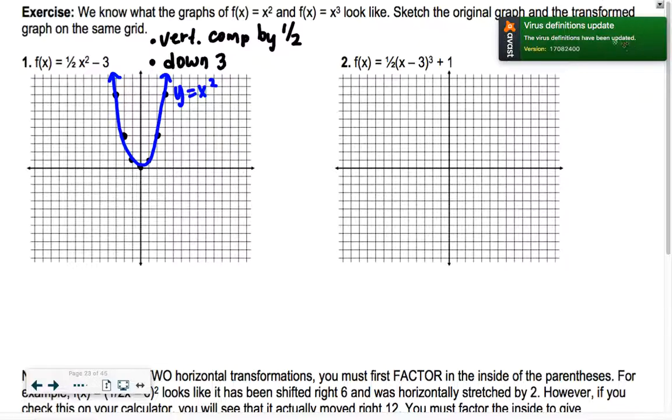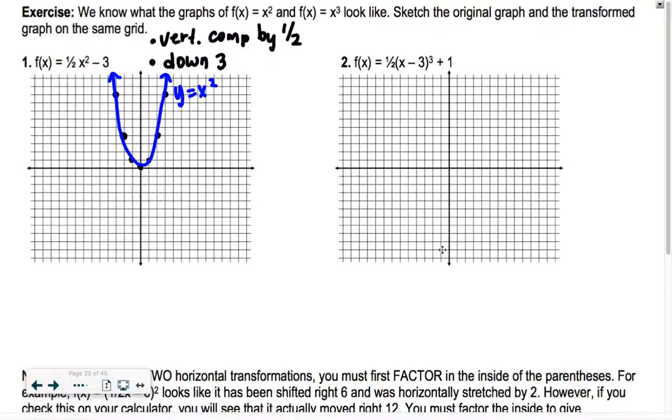So what we're going to do from those points is we're going to take all of the points and we're going to halve them, meaning halving the y value. So instead of being up at 9, I'm now going to be up at 4.5. Instead of being up at 4, I'm now going to be up at 2. Instead of 1, I'm going to be at 1/2. 0 is the same, 1/2, 2, and 4.5. So I shrink it, I smush it down.